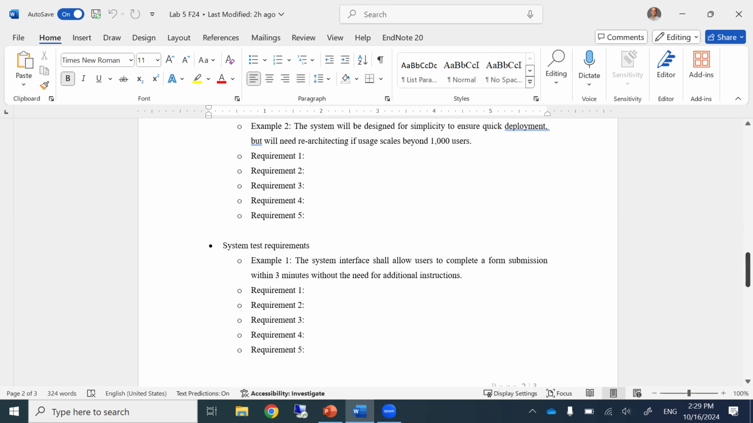Again, these are general examples, but I need you to start thinking about these different requirements for your specific project. So I have provided you with this list. As you work on this, you're also working on your progress report. This is kind of forcing you to do that before the deadline.